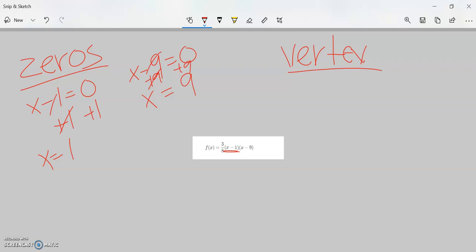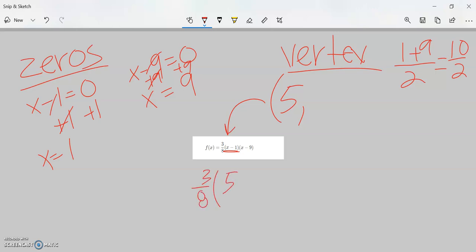And to do that, we add our 2 zeros together and divide by 2. So 1 plus 9 is 10 over 2, and 10 over 2 equals 5. That's our x value. We take 5 and we plug it into the equation. So 3/8 times 5 minus 1 times 5 minus 9. So then do the work in parentheses. 5 minus 1 is 4, and 5 minus 9 is negative 4.